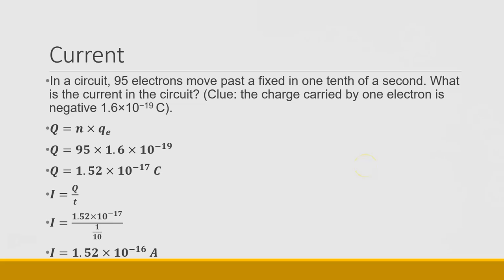So in summary, current is represented by the letter I, and it is measured in a unit called amperes. And current is really measuring how fast the electrons are running through the circuit. That brings us to the end of current. In the next lesson, we will learn about voltage.